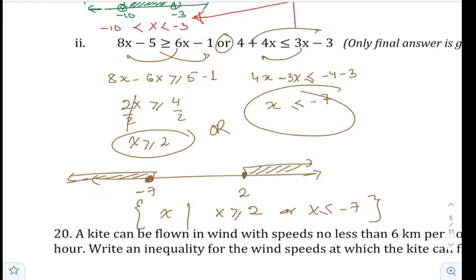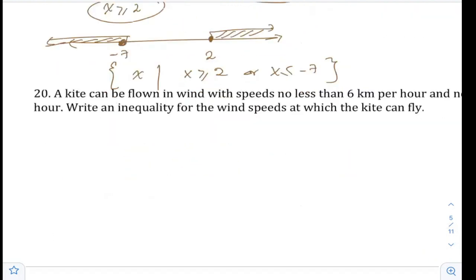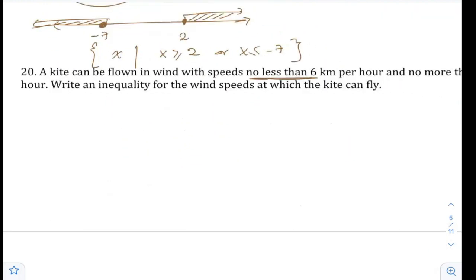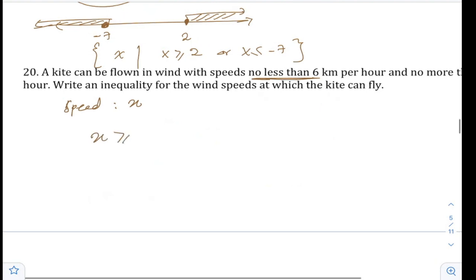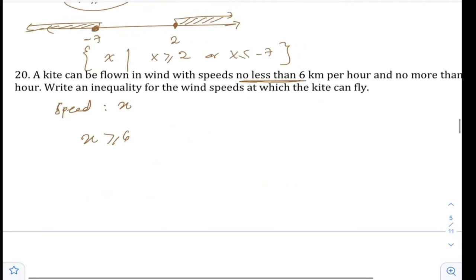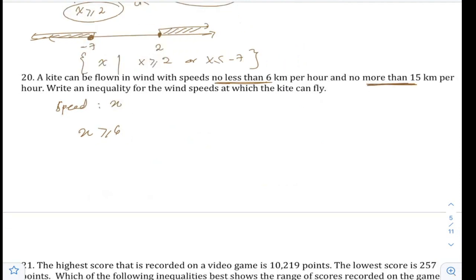Perfect. Let's go to a real life application. A kite can be flown in wind with speeds no less than 6 kilometers. So if you assume that the speed is x, so your x is not less than, it's more than or equal to 6 per hour. And at the same time, and the same speed x, no more than 15. So it is less than or equal to 15.